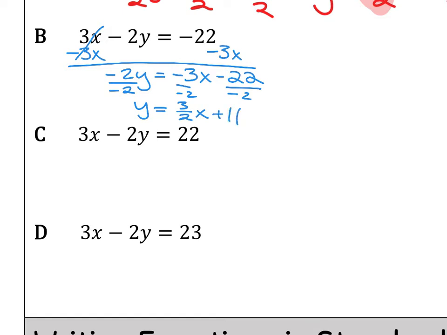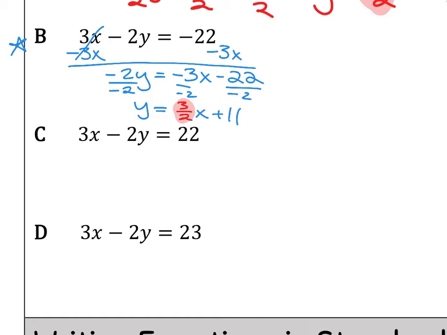Does that one have the right slope? Yes. Okay, so it's a possibility. We're going to keep it. We're going to say, okay, maybe this one. So I like to put a little star next to things when I think they're maybes. So let's keep that one. Let's go to the next one.